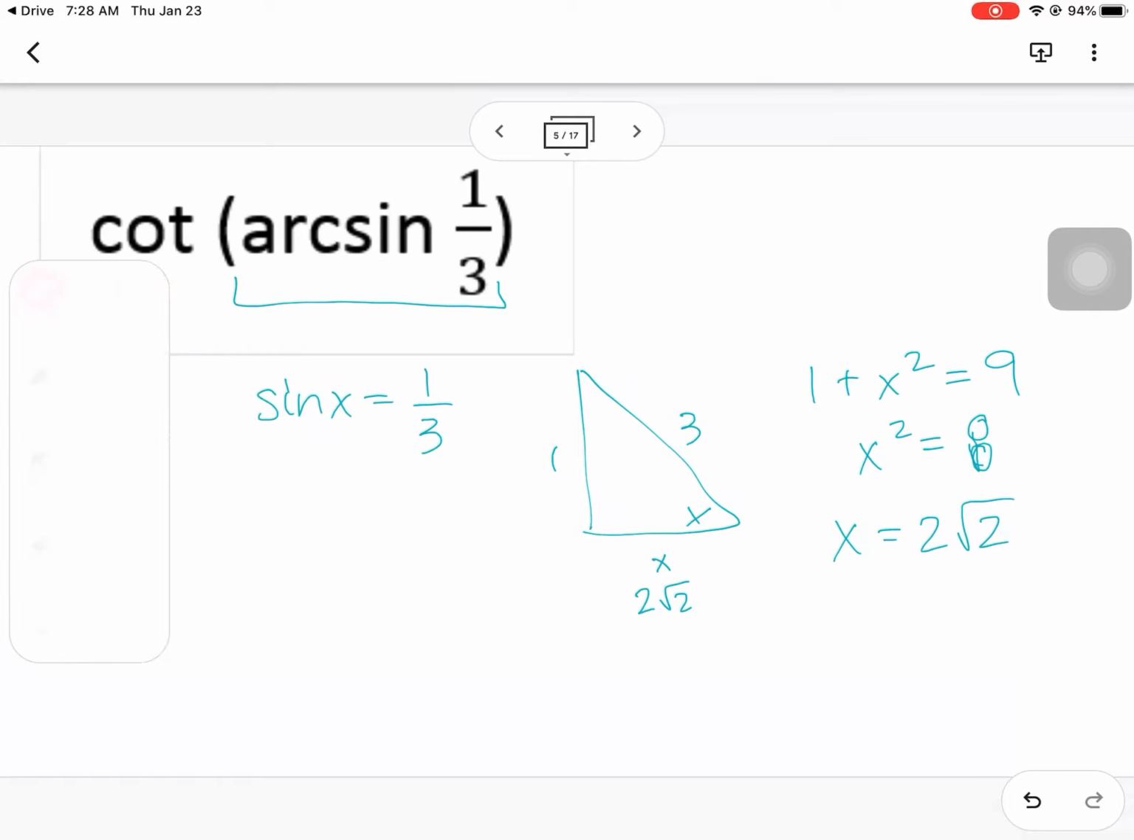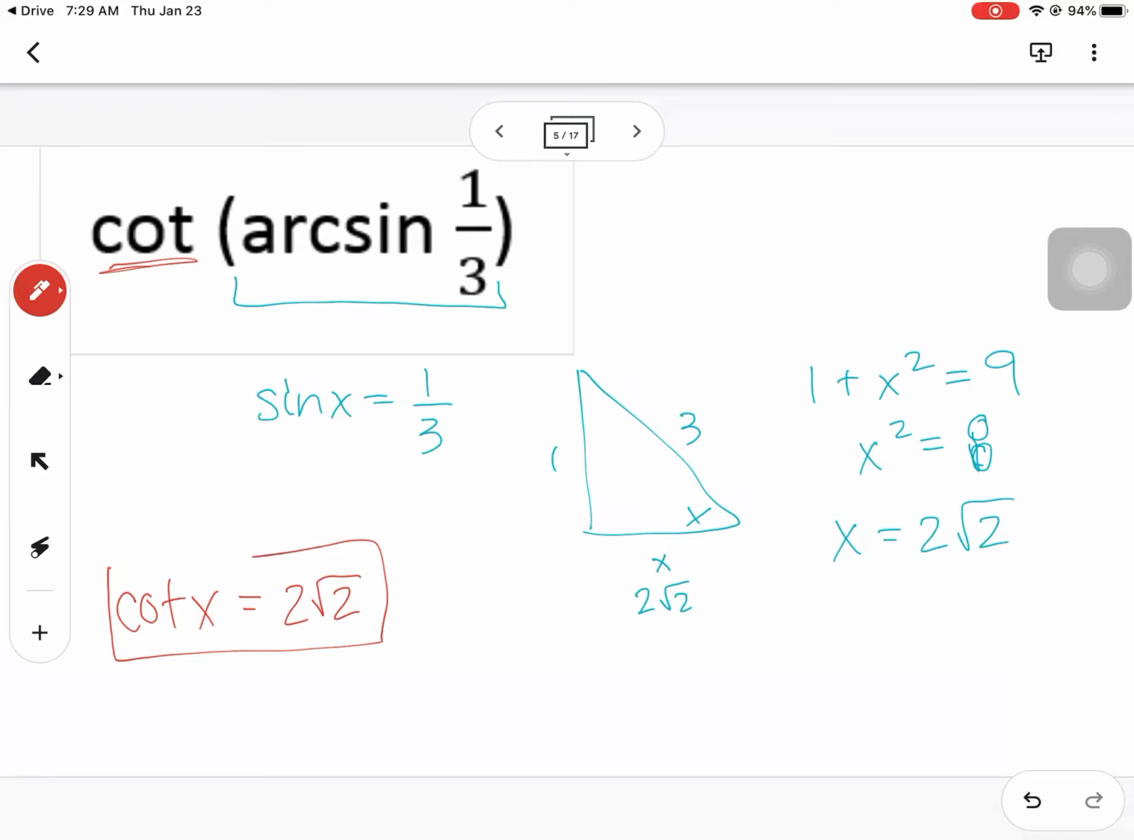And then I can go ahead and focus on my cotangent, because it really wants to know the cotangent of that same triangle. Cotangent is the reciprocal of tangent. Tangent's opposite over adjacent, so cotangent would just be adjacent over opposite. So it's going to be 2 root 2 over 1, or just 2 root 2.